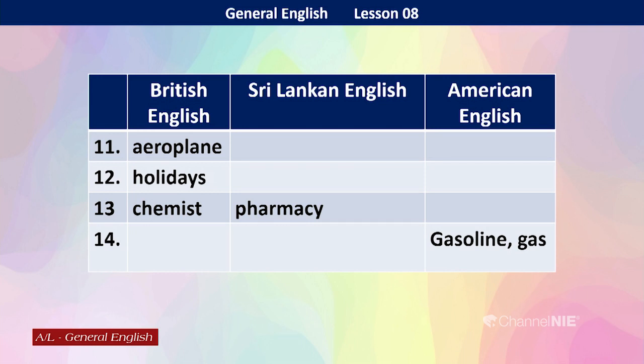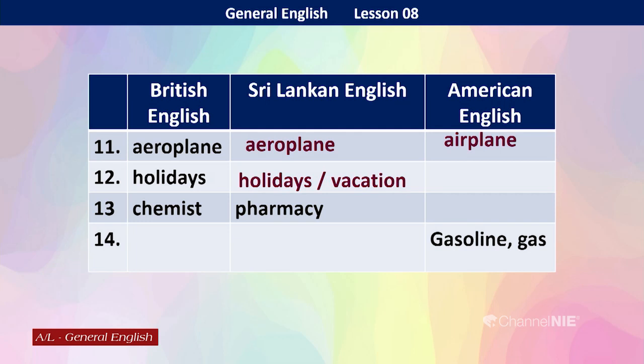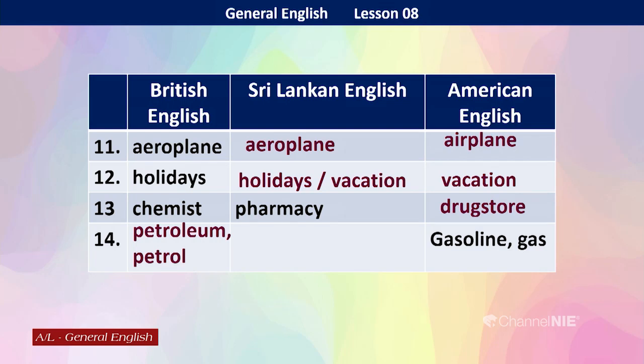Then for aeroplane, British people call it aeroplane. Even as Sri Lankans, we call it aeroplane, but Americans call it airplane. You can fill the blanks. Then for vacation, we use both words, vacation or holidays. British people call it holidays. Americans call it vacation. Then for a pharmacy, we call it pharmacy. British people say chemist and Americans say drugstore. We use a different word, right? Then in American English, they call it gasoline or gas, and British people call it petrol. As Sri Lankans, we call it petrol, right?